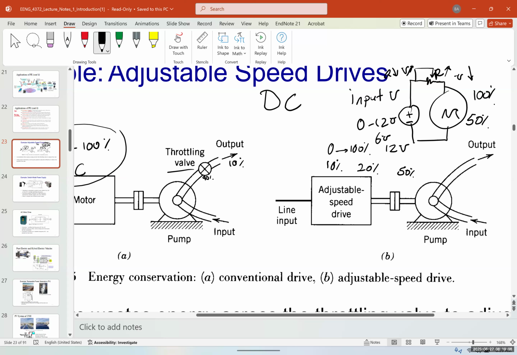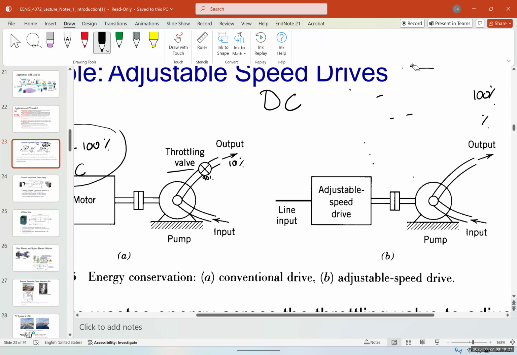The main point that I wanted to make for this part is that when you want to control a DC motor, you can control its speed by controlling the input voltage. Okay. Now, for a DC motor, as I mentioned, the input voltage controls the speed. What about an AC motor? An asynchronous AC motor.